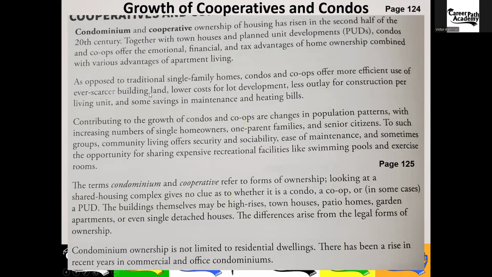living. As opposed to traditional single-family homes, condos and co-ops offer more efficient use of ever scarcer building land, lower costs for lot development, less outlay for construction per living unit, and in some cases, some savings in maintenance and heating bills. Contributing to the growth of condos and co-ops are changes in population patterns. We have an increasing number of single homeowners, one-parent families, and senior citizens.